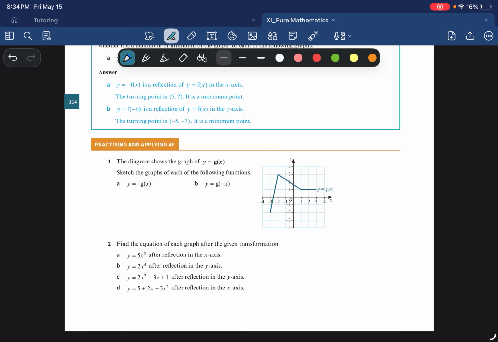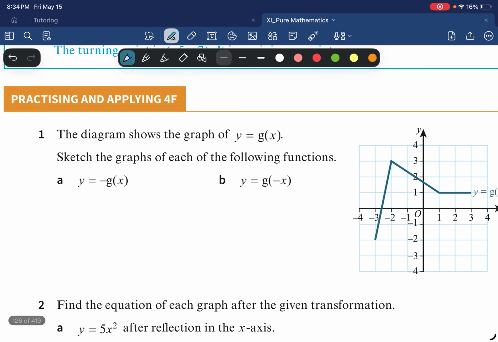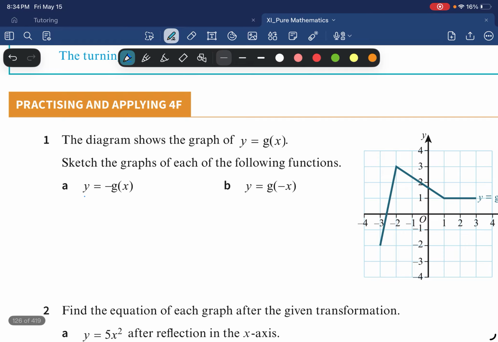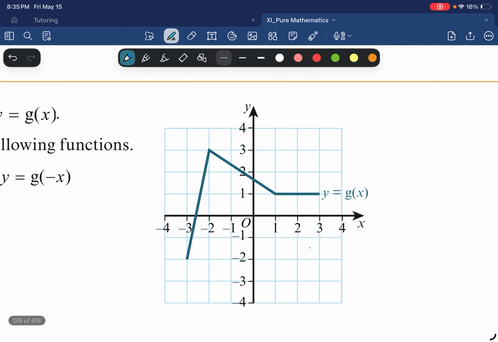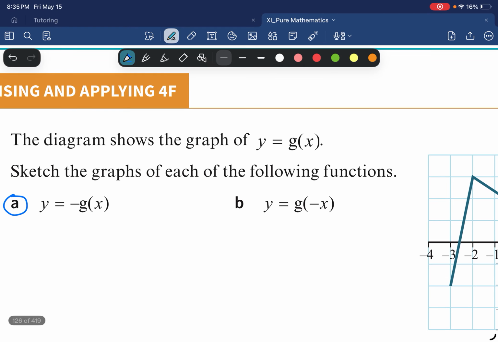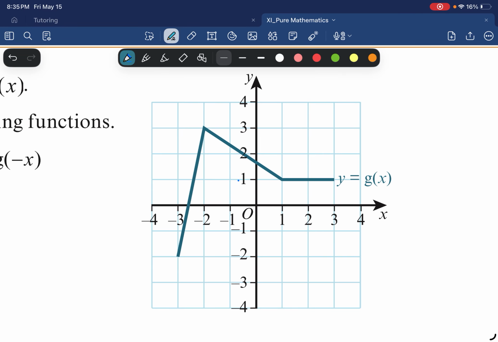with that in mind. All right, so diagrams show this function. So sketch the graphs of each of the following functions. Minus, so I'll do this in blue. Minus g of x is you reflect the graph over the x-axis, right? So if you have positive 1, and you reflect it, you have to get negative 1, right? Now if you reflect this part, right? So negative 2, you have positive 3, then that should go to negative 3, right?